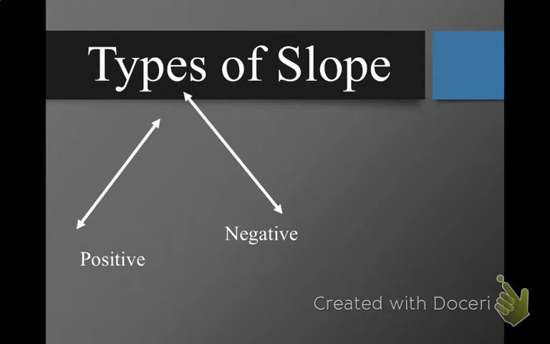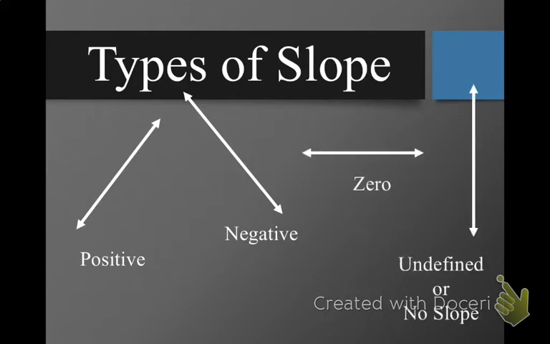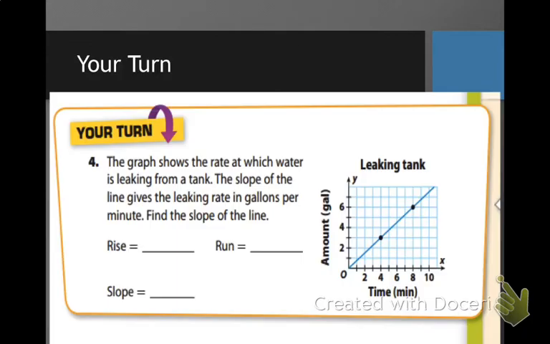We have 2 special kinds of slope that you will see today here on this notes page, but we are not going to focus on them right now. We do have zero slope and we have undefined or no slope. Those are considered more special cases. So like I said, today we're going to focus on the positive and the negative slopes that we can be calculating, again, from a table, from a graph, or from ordered pairs.